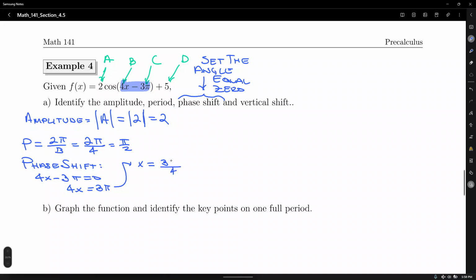Since in this case we got a positive result for x, the negative inside tells us that it's going to be shifted to the right. A positive inside of parentheses would have been to the left. So here, this is shifted 3 pi over 4 units to the right. All right, okay, what else are we going to do? Interval for one period.